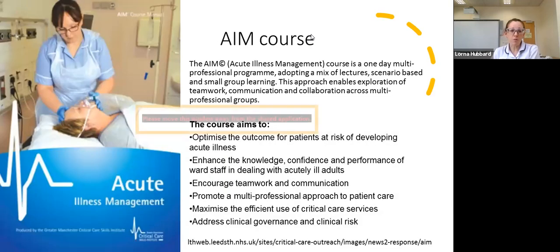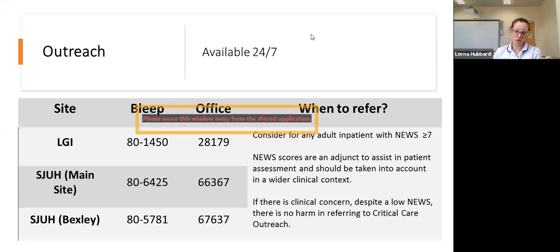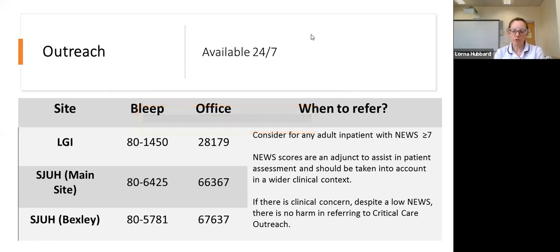I've been in touch with them about shadowing, which I hadn't been able to get sorted before doing this training, which I'd hoped to, but they are happy to have people shadow, and they've got a site on the intranet that gives details about that. So if you feel that managing the deteriorating patient on a ward is an area you want to develop a bit more, it might be worth having a look at their website and exploring that.